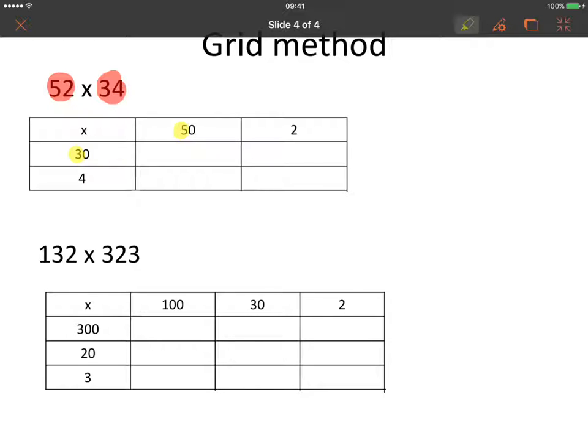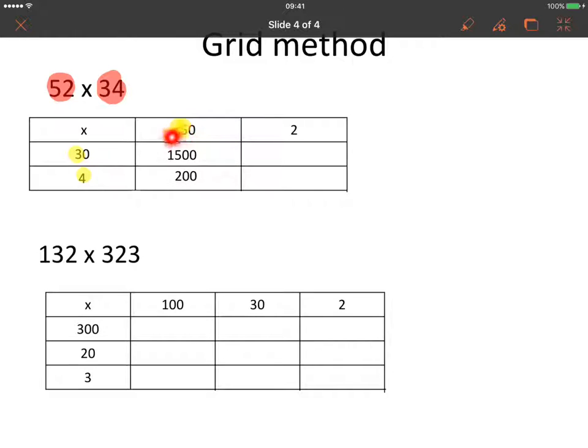However, I still have 2 zeros to add to that. And 3 times 5 is 15. Add those 2 zeros will give me 1,500. The next thing I can do, I will have my 4 and I'm going to times it by this 5. Now 4 times 5 is 20, but I still have this 0 that I need to add to that. So 4 times 5 is 20. Add that 0 will give me 200.